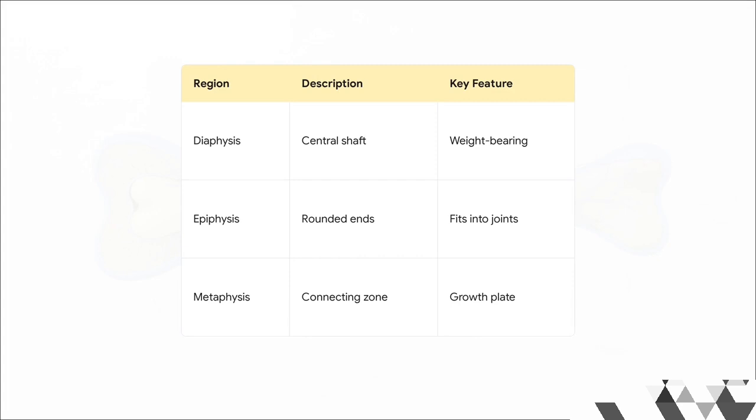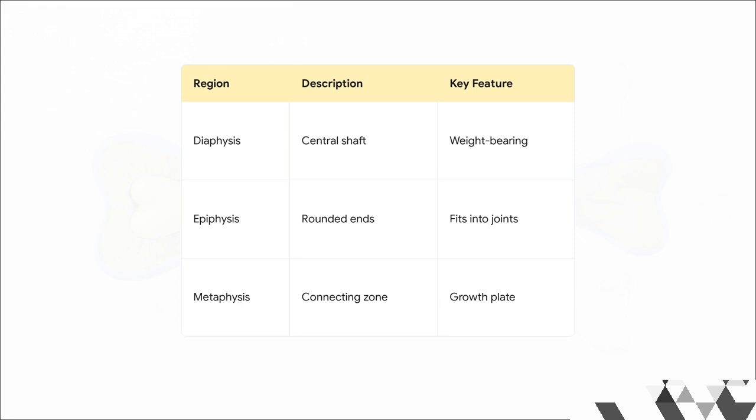Now, if we scan one of these bones from top to bottom, you'll see it is divided into 3 distinct anatomical regions. First is the diaphysis. That's your strong, tubular central shaft, basically the primary weight-bearing pillar. Then, capping both ends of the bone, you have the epiphysis. These are the expanded, rounded ends that fit smoothly into your joints. And nestled perfectly in between the diaphysis and the epiphysis is the metaphysis.